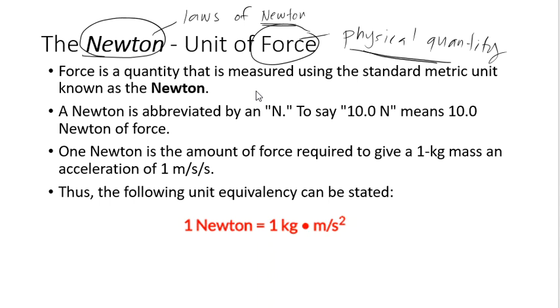So if you happen to become a scientist and you get famous, they might put your last name as one of the units at some point. We never know, right? So it is a quantity that is in metric. We use the Newton in the metric system. Its symbol is uppercase N. The symbol for force, by the way, is uppercase F.